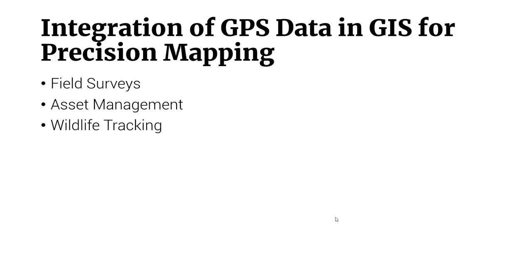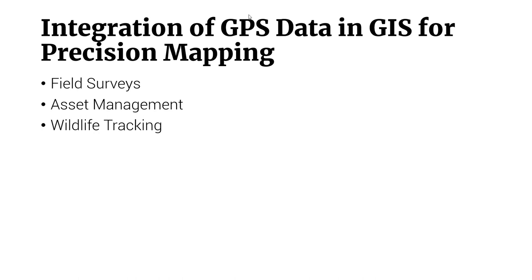So let us continue the integration of GPS data in GIS for precision mapping. So here are the examples of GPS data in GIS for precision mapping. We have field surveys, asset management, and wildlife tracking. So GPS data is very crucial in GIS for enhancing the accuracy and precision of spatial information. This integration involves capturing real-time or recorded GPS data and incorporating it into a GIS database system.